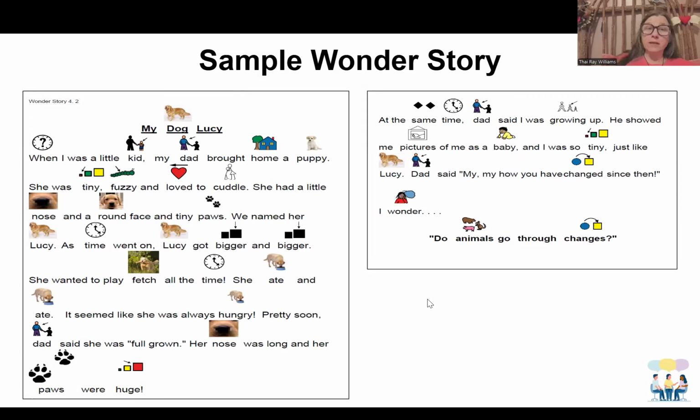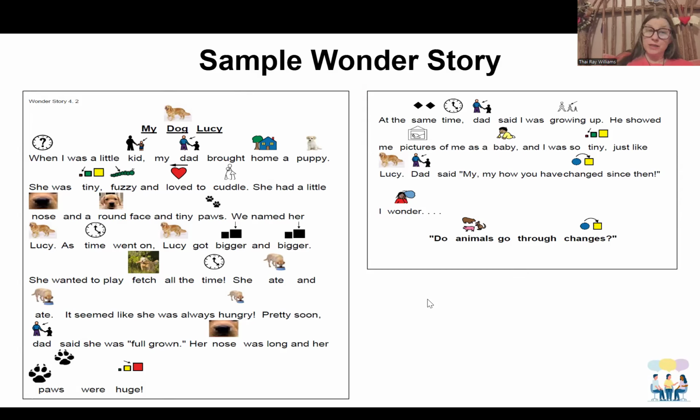Again, this one's called My Dog Lucy. When I was a little kid, my dad brought home a puppy. Now, all of our students are aware or have had a dog or a puppy at some time. So you can see this is something that's going to draw them in because they can connect with it. So my dad brought home a puppy. She was tiny, fuzzy, and loved to cuddle. She had a little nose and a round face with tiny paws.